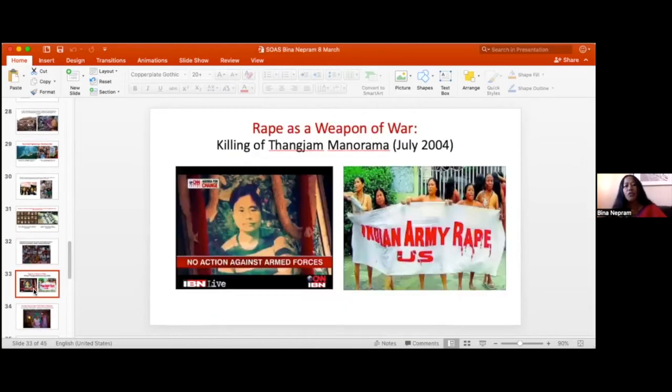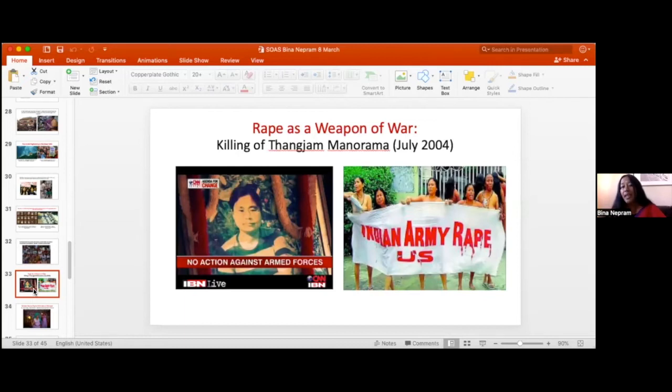We have a huge number of cases of rape as a weapon of war. This is an image of a 31-year-old woman called Thangjam Manorama, who was picked up in the middle of the night by Indian paramilitary. And we have a similar case in the Chittagong Hill Tracts, the Kalpana Chakma case, whose body has not been found till today. This is our Kalpana Chakma, Hana. In Thangjam Manorama's case, 11 security forces were involved in her rape and extrajudicial killing.